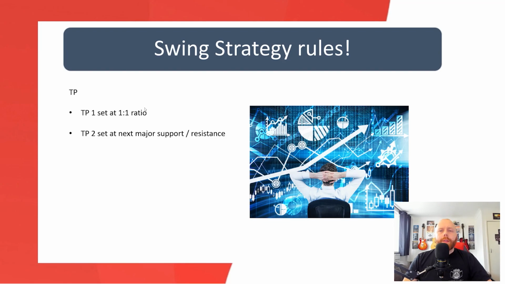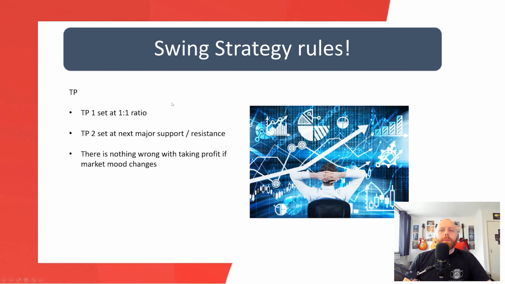Take profit 2 then is set at the next major support or resistance area on the 4-hour time frame. As you remember earlier, we talked about swing trading is all about capturing that one price movement, and that's why we set our major target at that area.